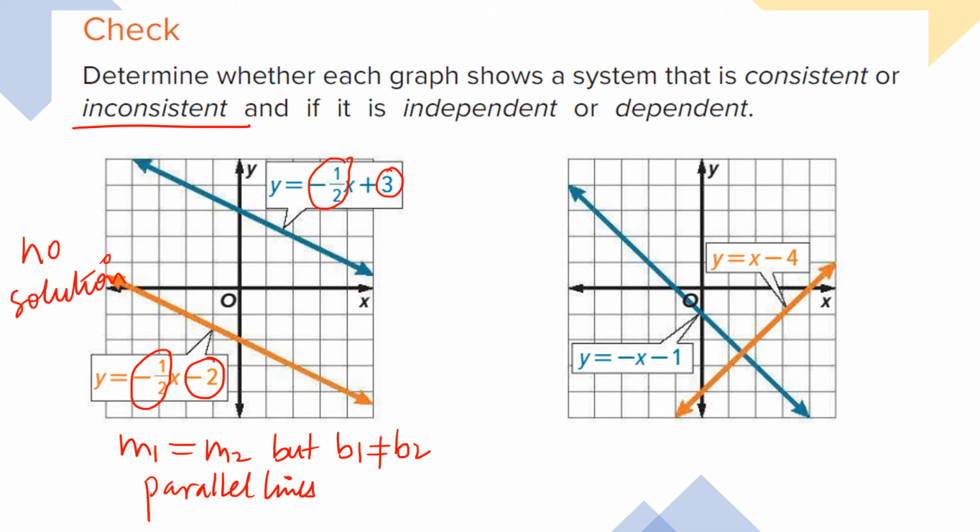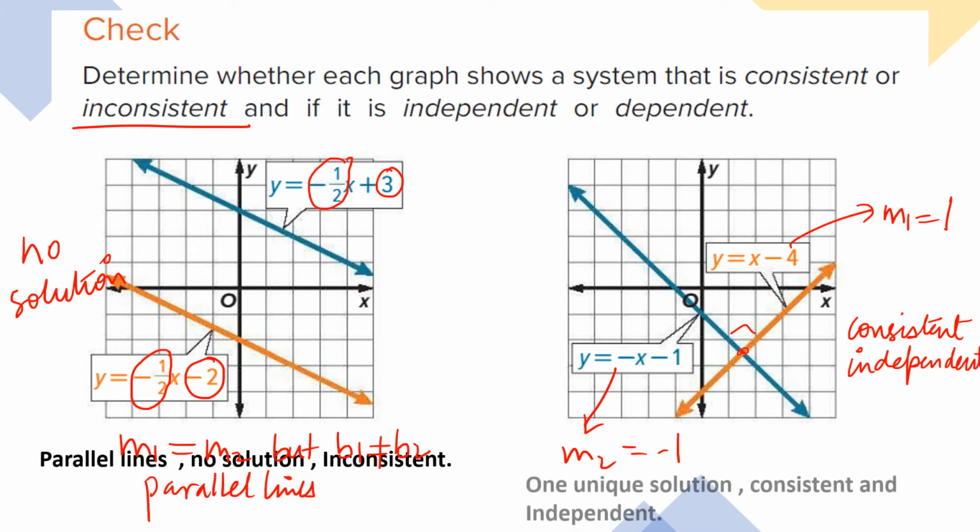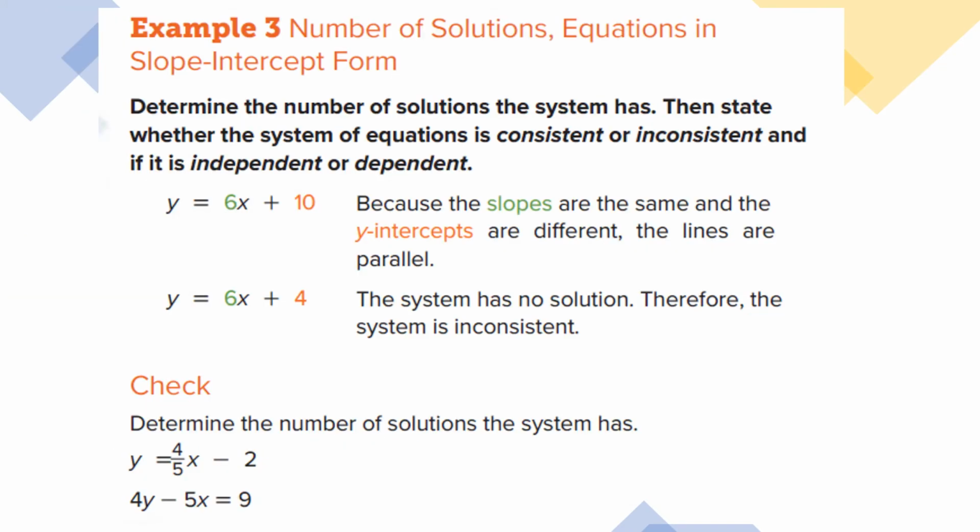Look at this one, they meet at one point, the slopes are different. The slope for this one is 1, the slope for this one is minus 1, so they are meeting, they are perpendicular lines in fact. So they are meeting at one point, so they are going to be consistent and they are going to be independent because they have one solution. So you can check your solution like this.